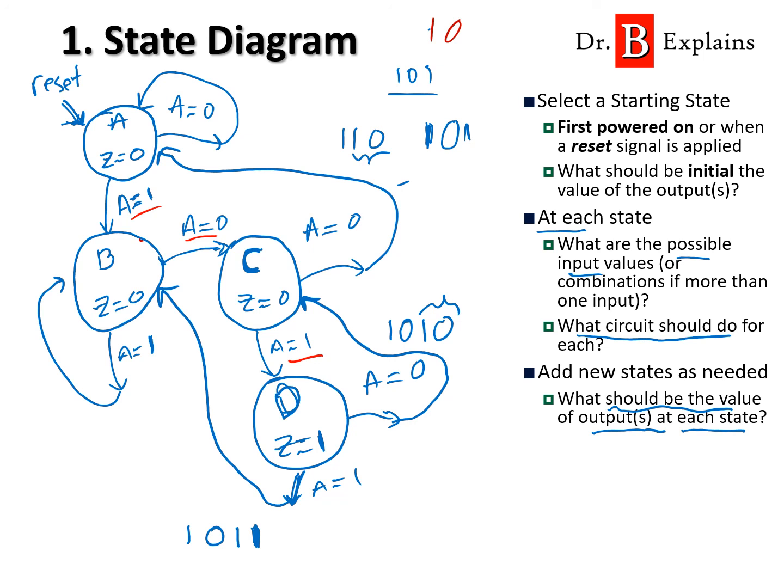So this is how we go about creating a state diagram. You have to be adding states as needed. You have to be thinking what are the possible input combinations. In this case, we only have A, and it can only take values of 1 and 0. Okay?